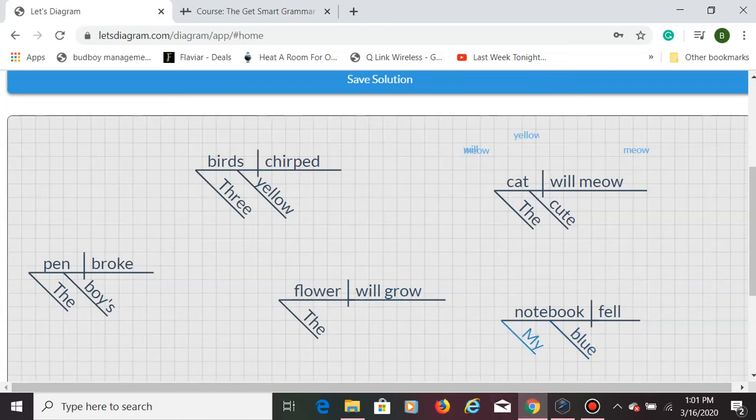Okay, so my is an adjective modifying notebook, right? Whose notebook? My notebook. Blue is modifying notebook. Which one? Which notebook? The blue notebook. And fell is our verb. So right here are all the answers to your homework, questions 1, 2, 3, 4, and 5. Make the corrections you need to make, and we are going to move on to lesson 7.